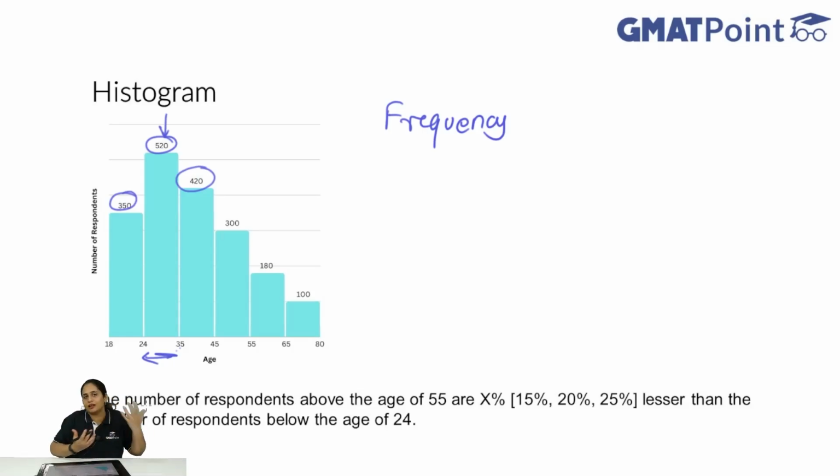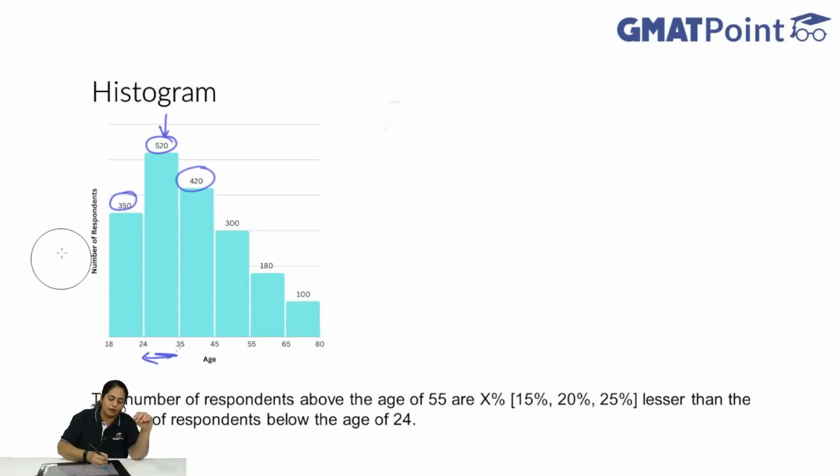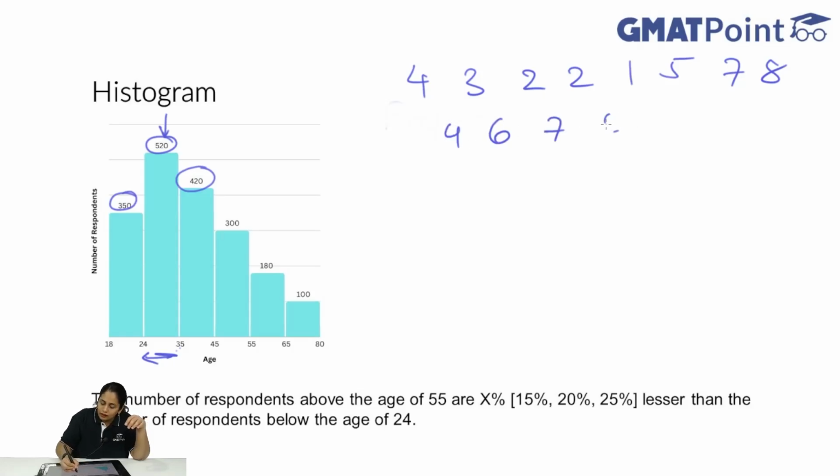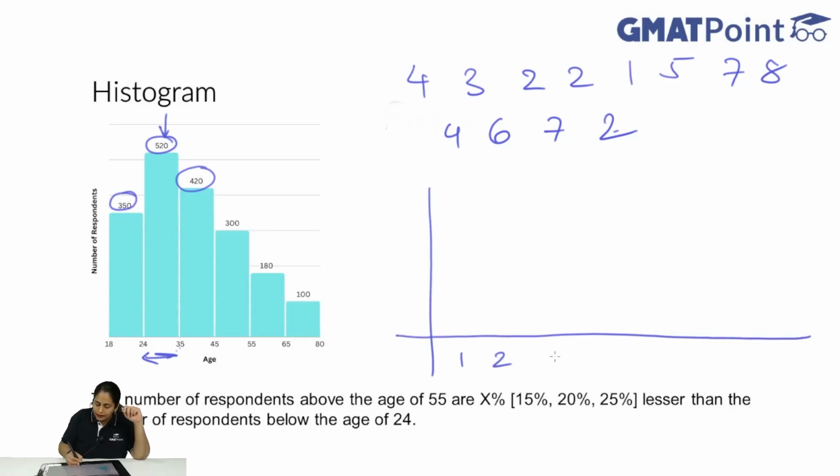Let us understand by actually trying to draw a histogram. If you draw a histogram, you'll understand how to read it. So consider a set, suppose the set is 4, 3, 2, 2, 1, 5, 7, 8, 4, 6, 7, 2. Okay, this is my set. I want to draw a histogram of this set. So I will write the values that are there. The different values are 1, 2, 3, 4, 5, 6, 7, 8. Now the histogram will show you how many times a particular value occurs.